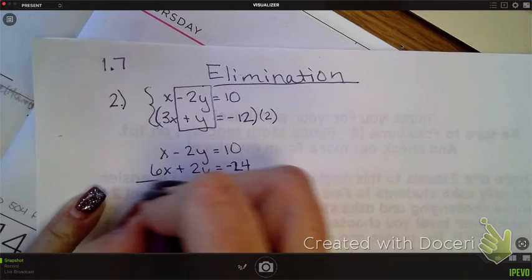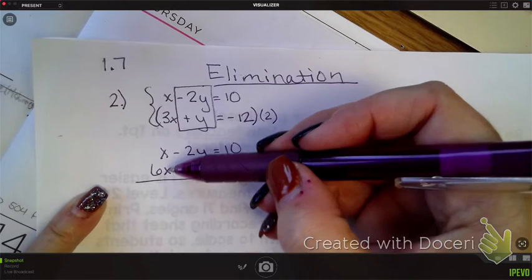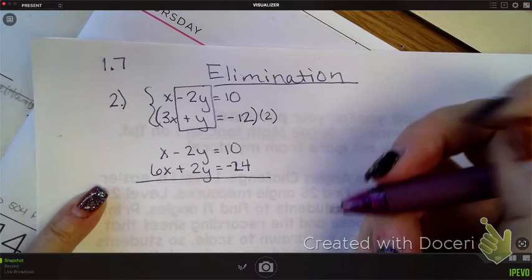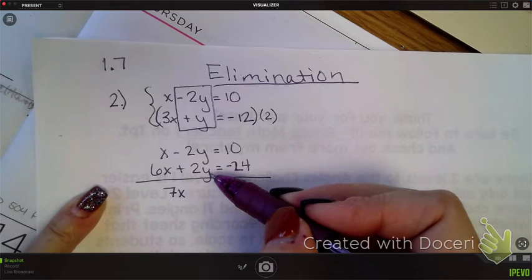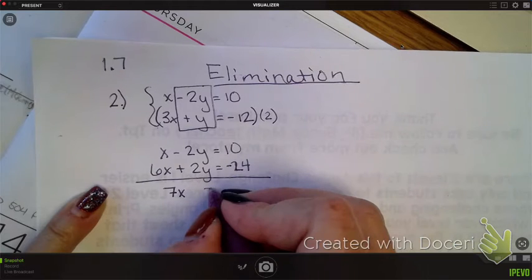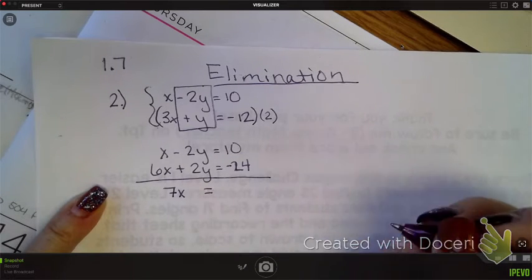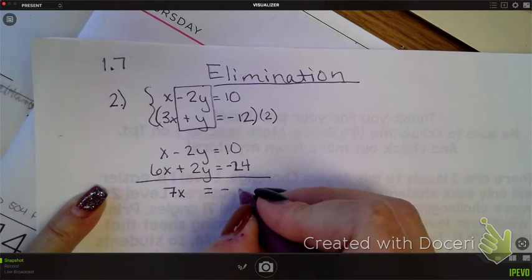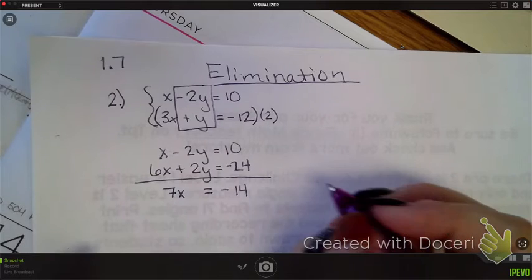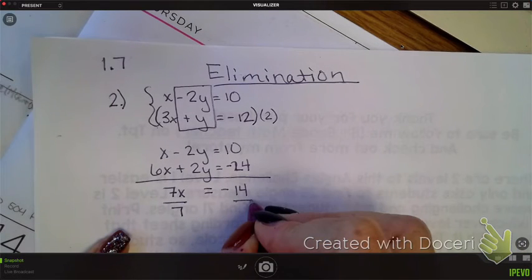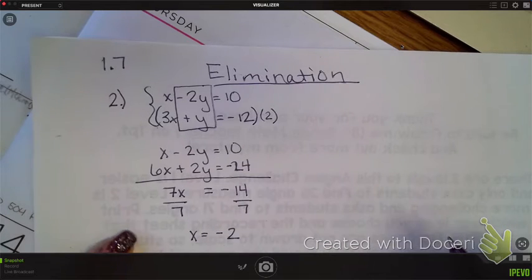Okay, so now I just combine the two equations. So x and 6x is 7x. And negative 2y and positive 2y is 0, so I don't even have to put it. And 10 minus 24 is? Negative 14. So then how do I solve that? Divide by 7. So x is? Negative 2. So we have the x.